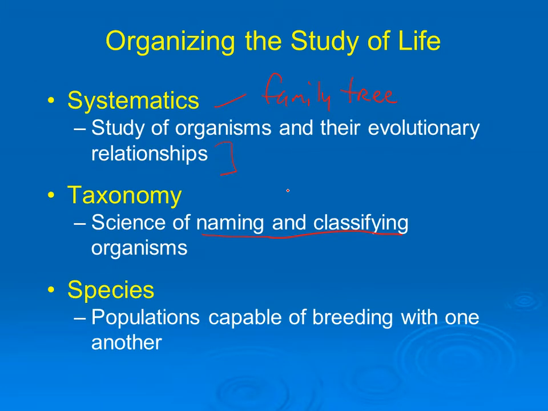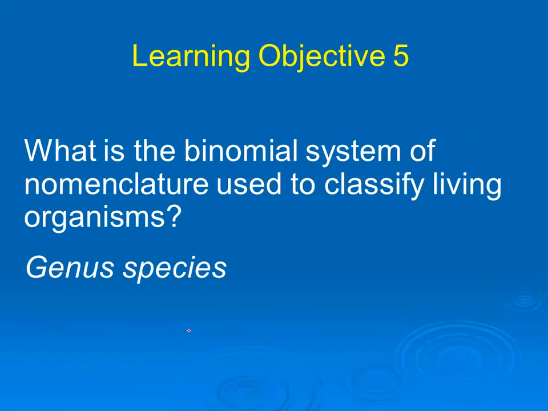Now, last here is the definition of a species. As you study biology, you'll find that there are different definitions for species, because this is not an all-inclusive definition listed here, but this is a good definition. Populations capable of breeding with one another, that constitutes one definition of species, and it's still a valid one.